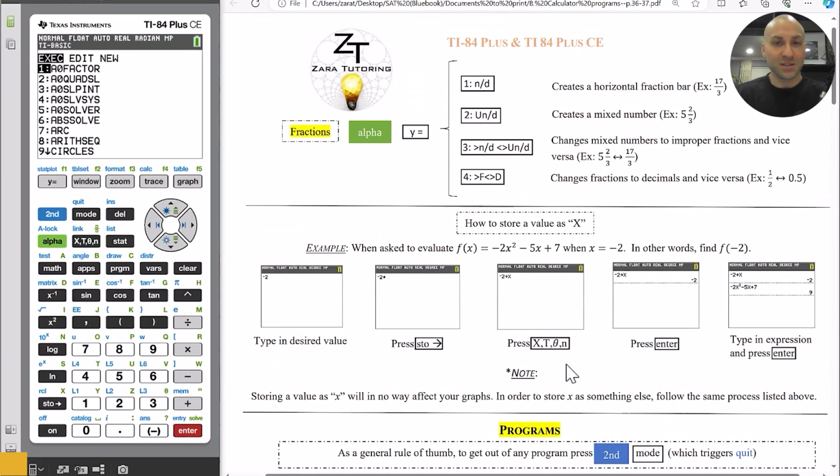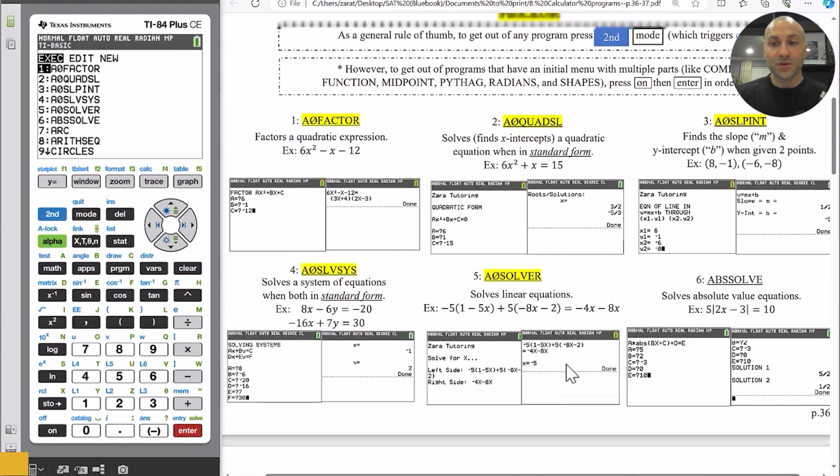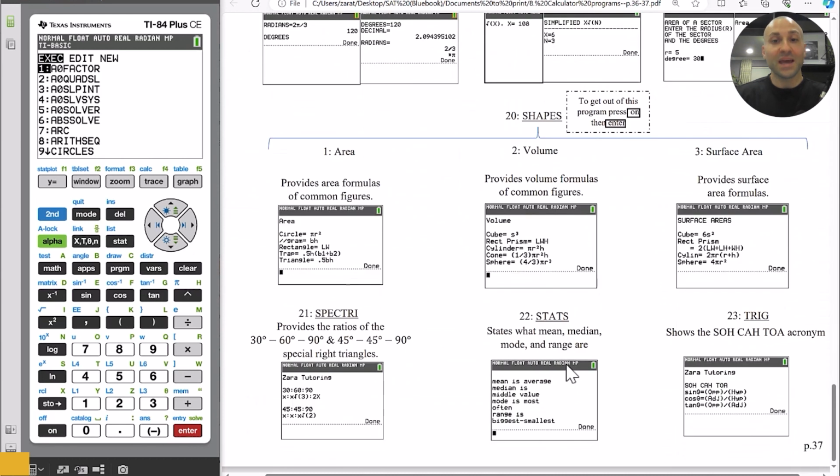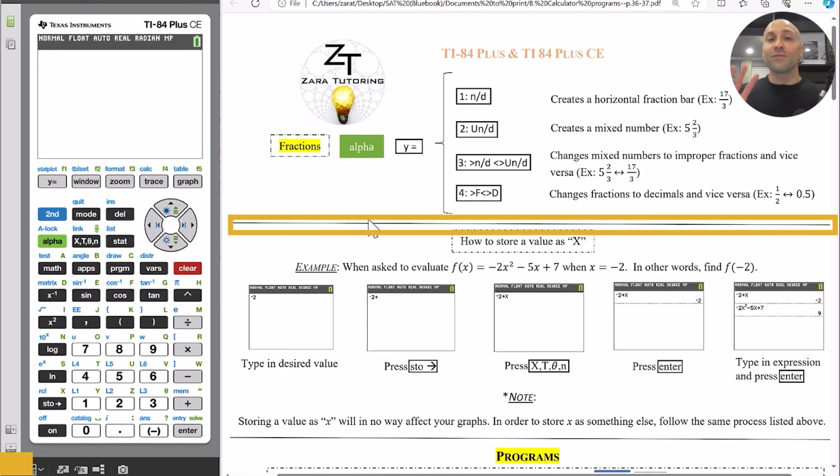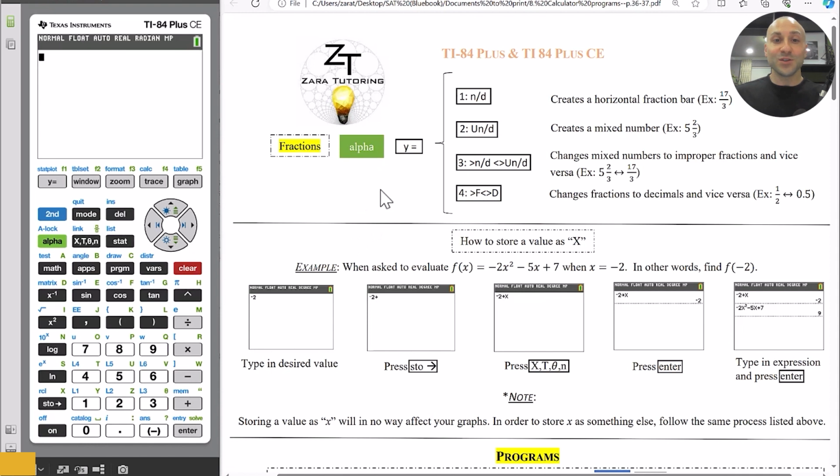Everything we're going to be doing is from this reference document, which is from pages 36 and 37 in your folder. So let's start with everything above this line. More specifically, above this line here are 4 functions that have to do with fractions and decimals. When you press these two buttons, alpha followed by y equals, you'll get a menu of these 4 options. We're going to start with the first option.